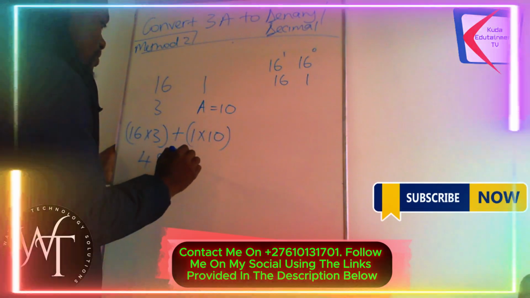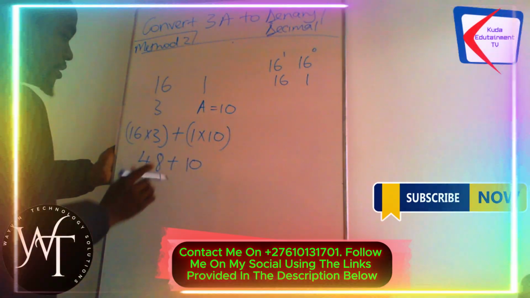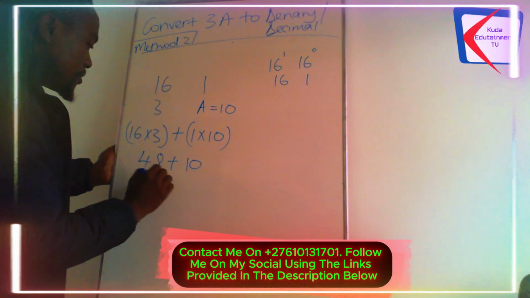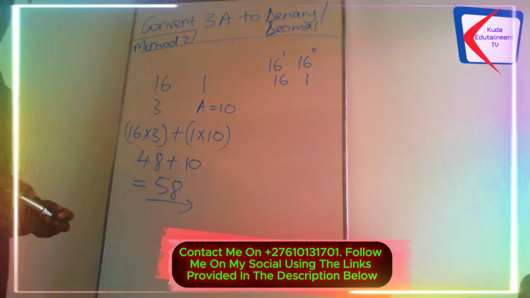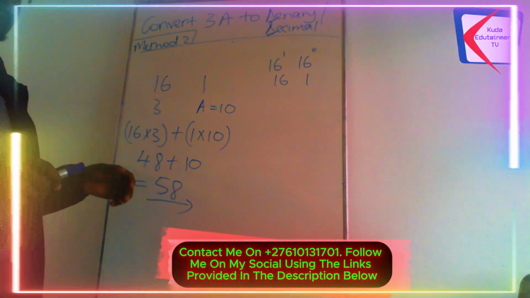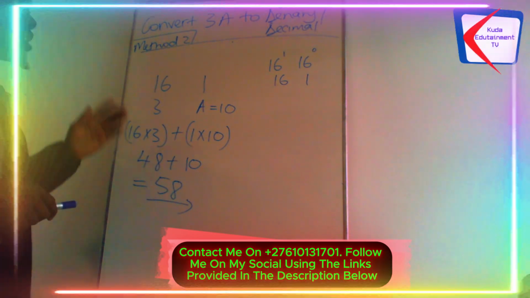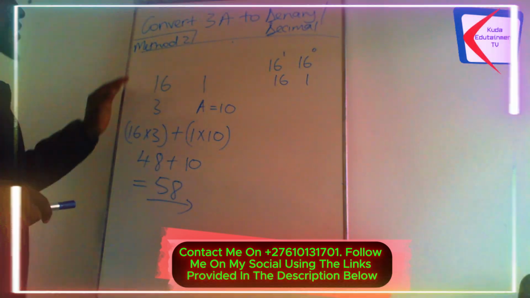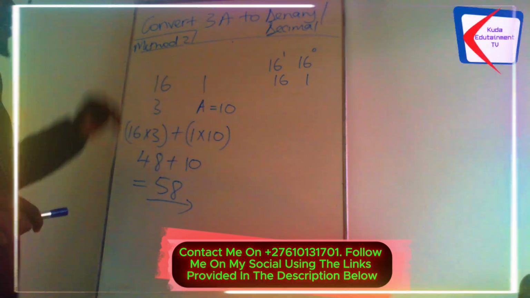1 plus 10 is what? 1 times 10 is 10. So 48 plus 10 is equal to 58. So the answer is the same. So you can use the other method, and then the second method you use it to prove whether your answer is correct or not. So this is how we convert from hexadecimal into denary using this method.